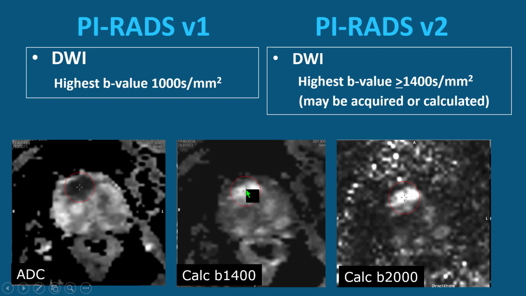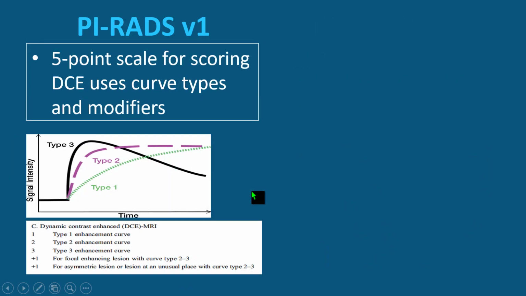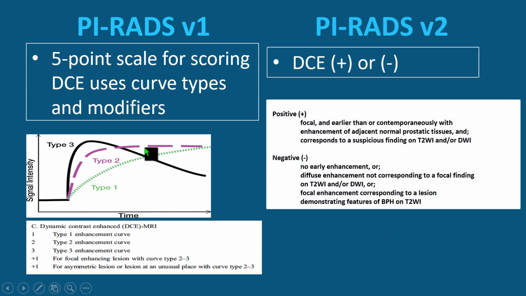So high B value imaging is a must in PI-RADS version 2. Forget about the pharmacokinetic mapping, just look at the early enhancement. If a focal area which matches an abnormality at the other imaging sequences is enhancing earlier than the rest, it is called a plus. If it's not, it's a minus.